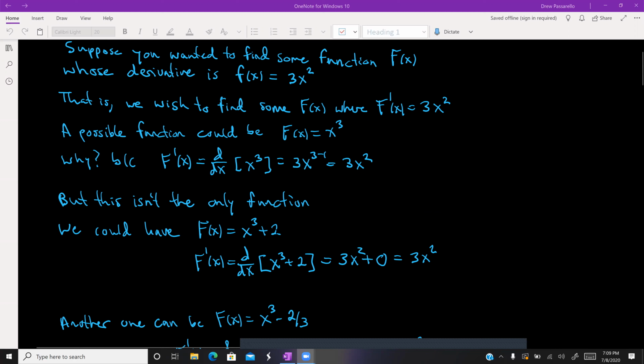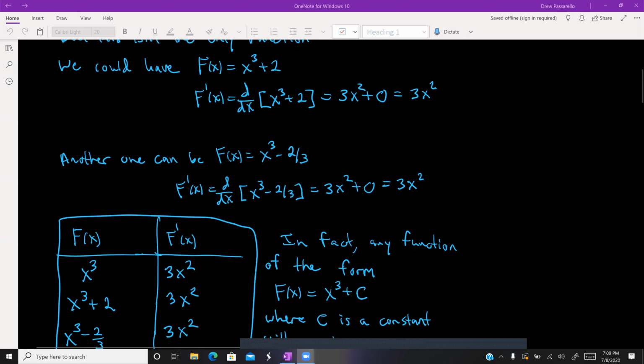Right, because the derivative of a constant is 0, so whenever we find the derivative of x cubed plus 2, you'll get 3x squared plus 0, because 2 is a constant, so the derivative of 2 is 0. All right, so that gives us 3x squared. You can also have another function, say x cubed minus 2/3. Now, because minus 2/3 is a constant, its derivative is 0. So you get 3x squared plus 0, which is 3x squared.